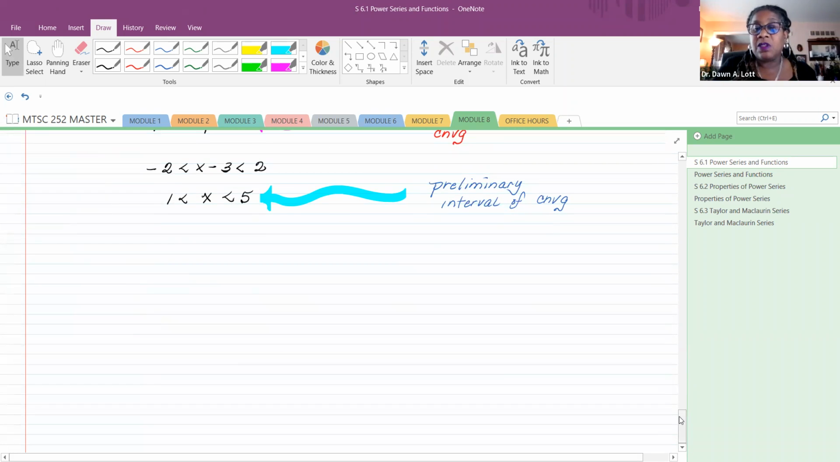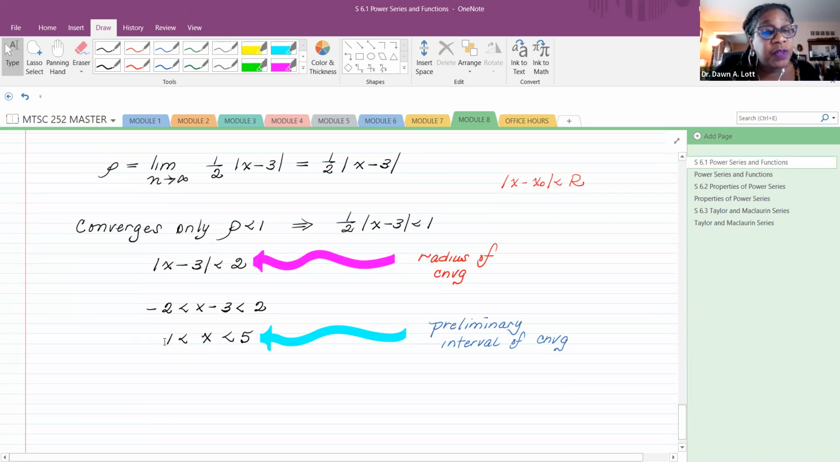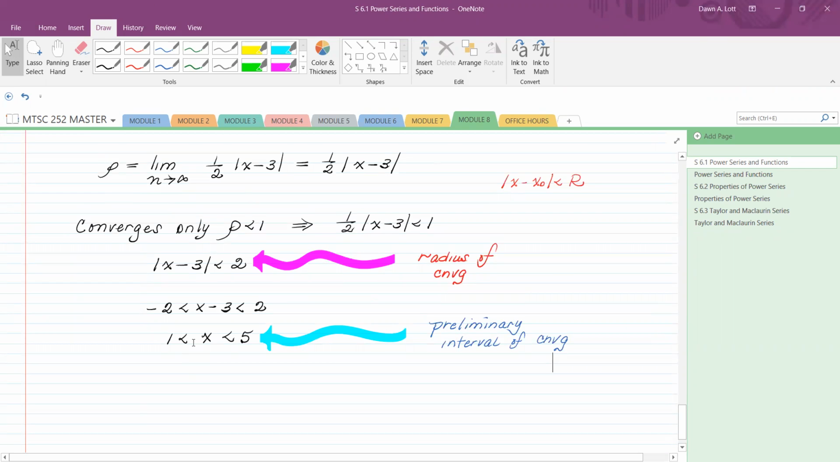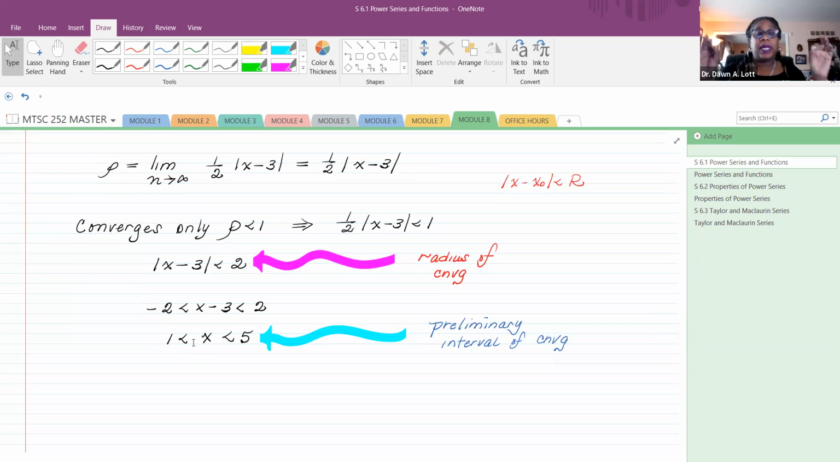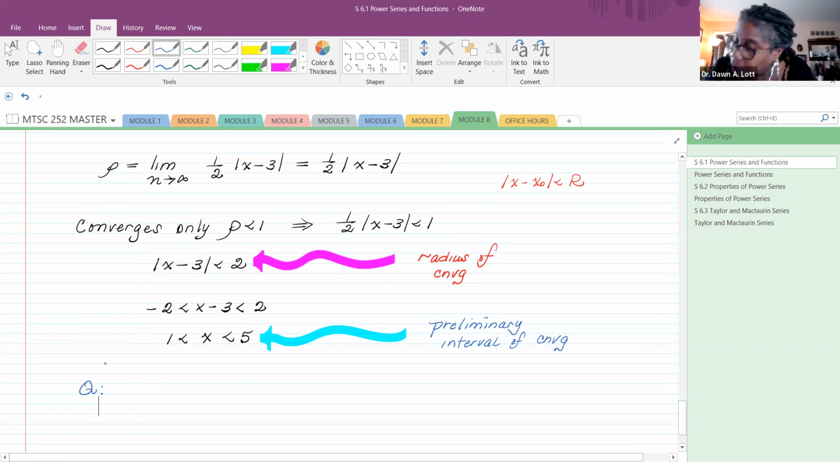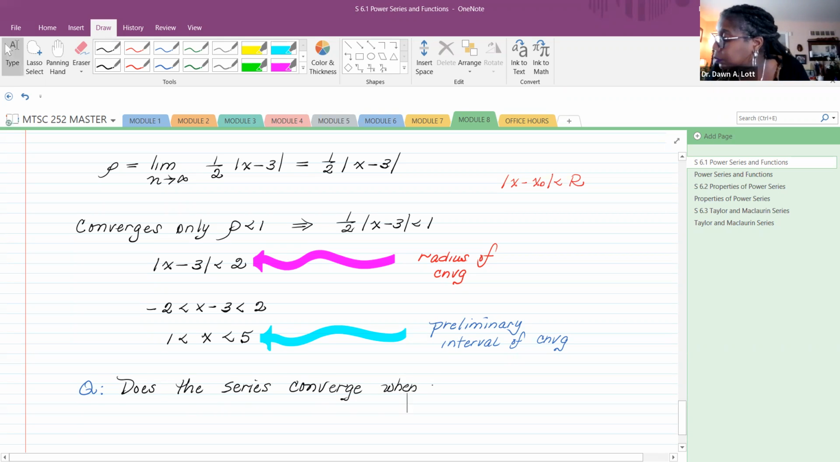All right. So I have an idea that it definitely will converge if x is greater than 1 and less than 5. But I don't know if it converges at 1 and at 5. So the question now is, does the series converge when x is equal to 1 and 5? Those we have to find out.